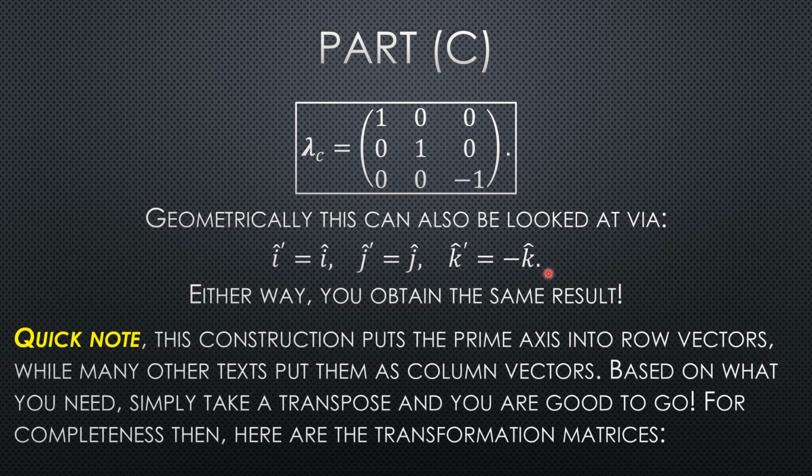Now, again, I'm going to put this in writing. This quick note, this construction puts the prime axes into row vectors, x prime, y prime, z prime. Now, based on what another text put them as column vectors, where this would be x prime, y prime, z prime. Okay, so based on what you need, simply take the transpose and you're good to go. For completeness then, here are the transformation matrix in both constructions.